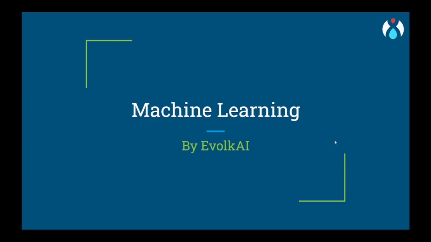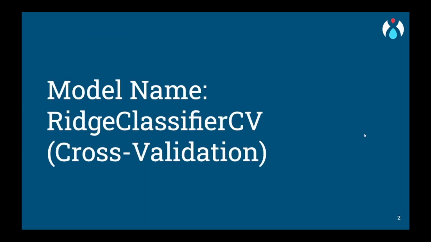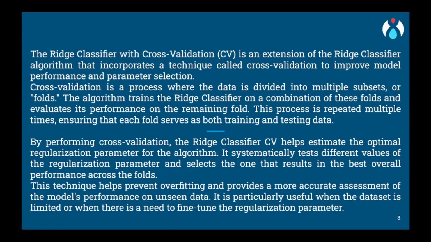Now today we will be dealing with Ridge Classifier CV, where CV stands for cross validation. Ridge Classifier CV is a variant of Ridge Classifier that includes built-in cross validation to automatically determine the best regularization parameter. To understand it, let's continue with our friend's analogy.